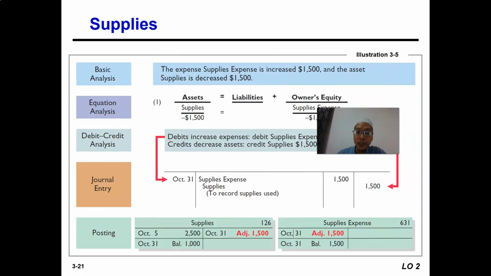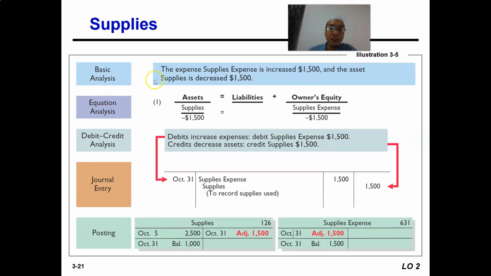So let's see the basic analysis of this. Here the supplies expense is increased by 1,500. By October 31st, they have used up 1,500 of supplies. Therefore, there's an expense. The expense has increased by 1,500 and the asset decreased by 1,500 because they have used up the supplies. The remaining is only 1,000. Therefore, they have used 1,500.